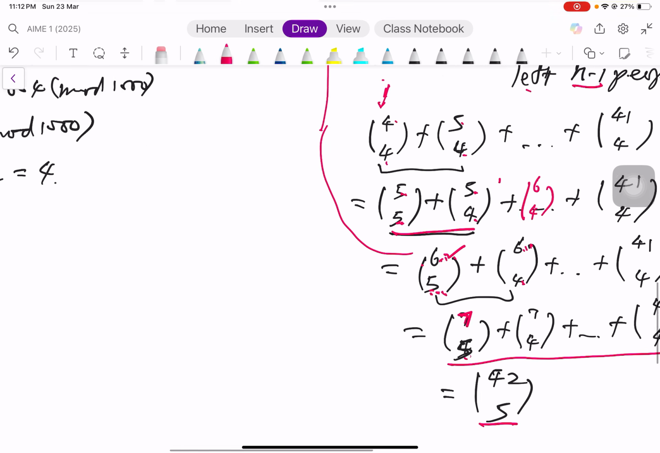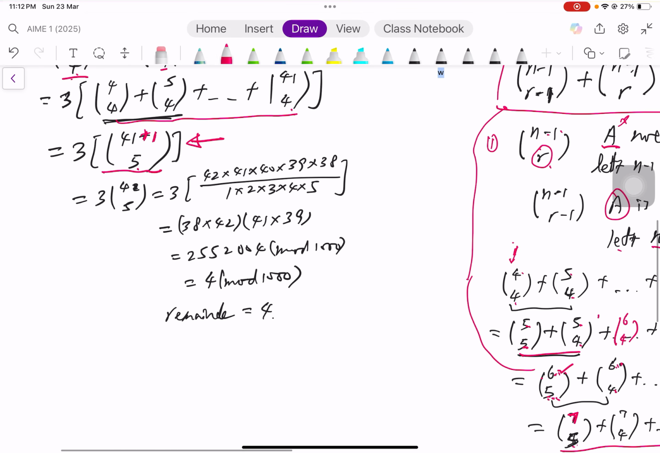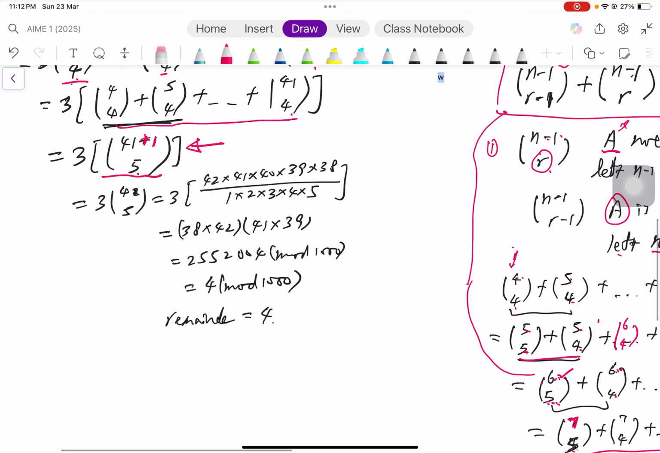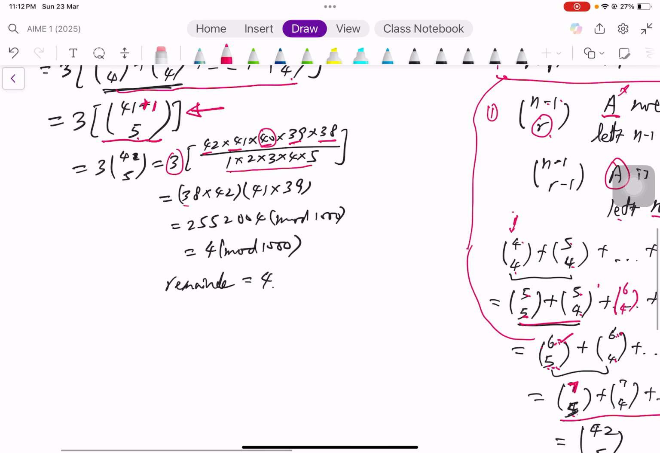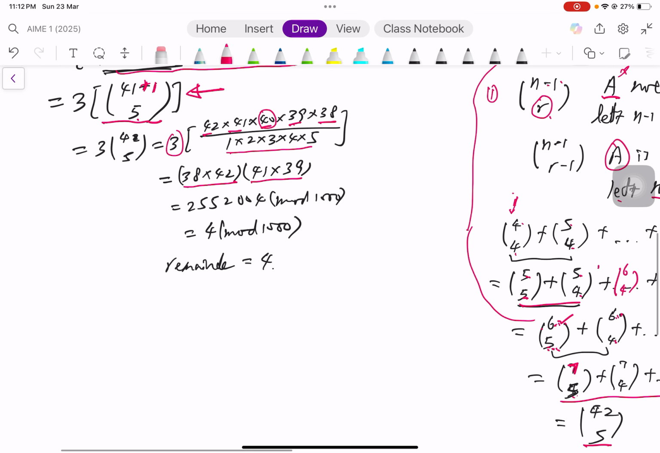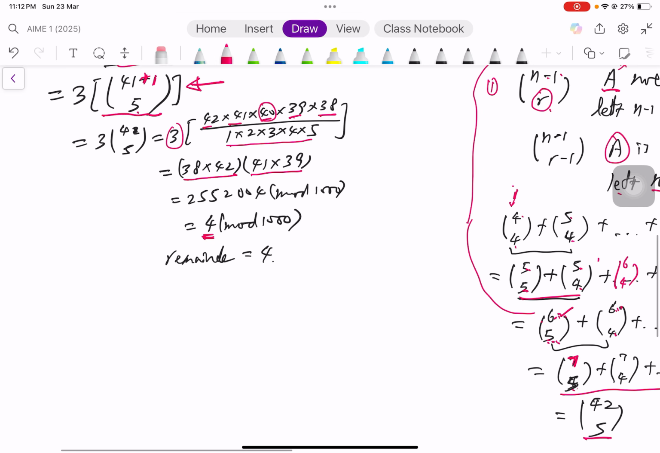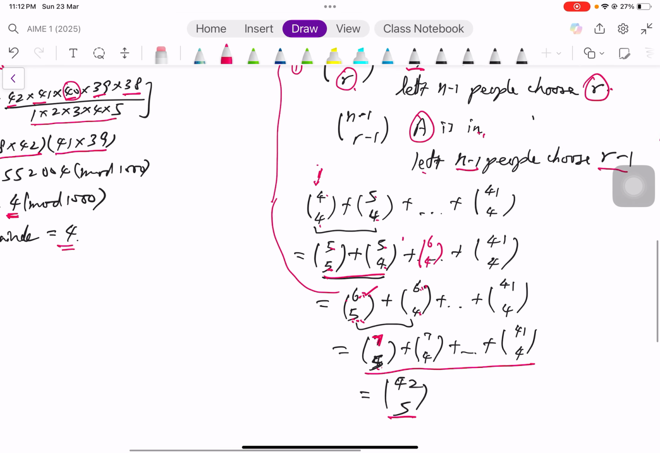Therefore 42C5, and then you go through the computation and write it as 42, 41, 40, 39, and 38. Then this part here gives you 120, and 3 times 40 also gives you 120. Therefore you get 38 times 42, and then 41 times 39. With that, you actually get 4 modulo 1000, and therefore the remainder is 4. With that, I stop here.